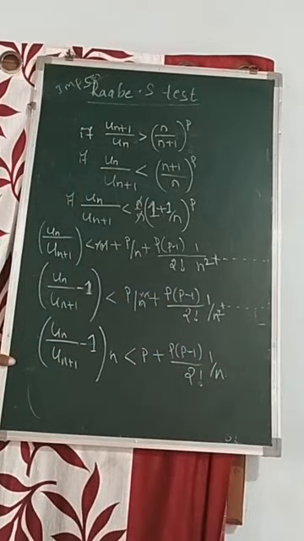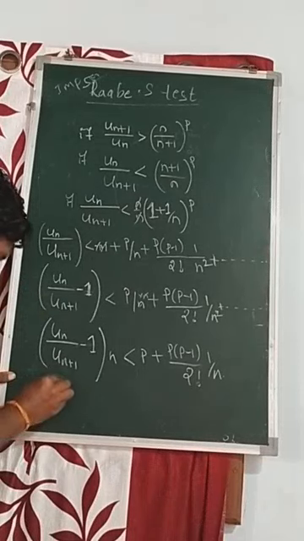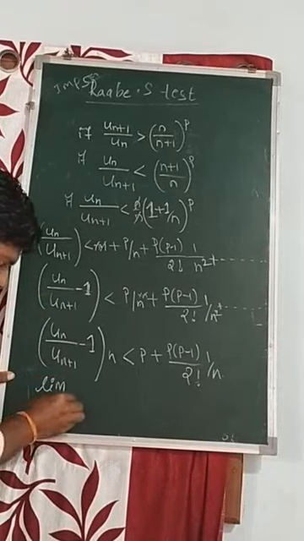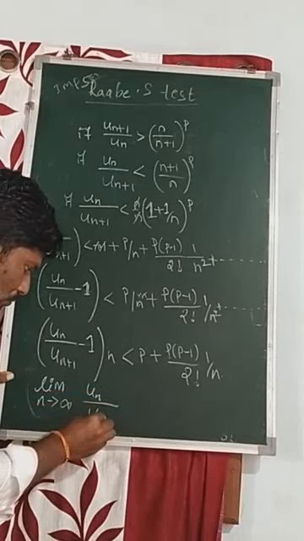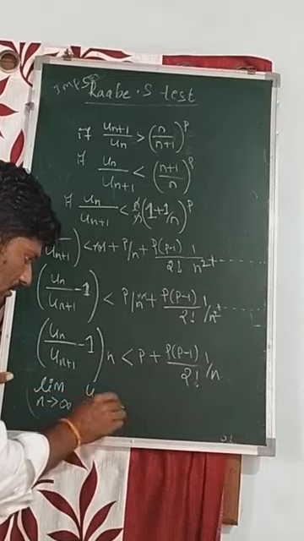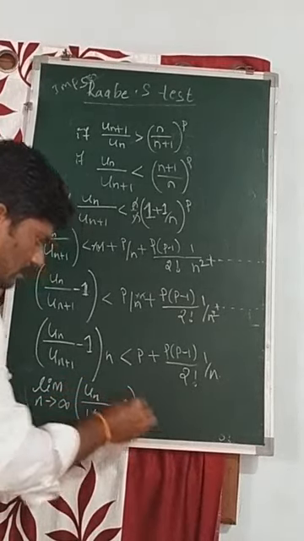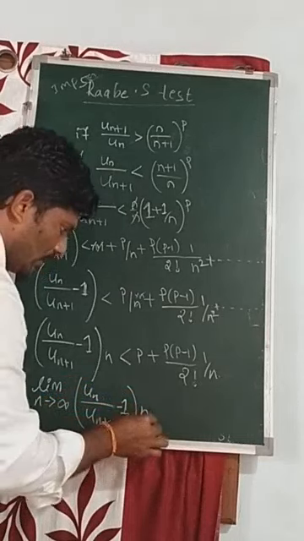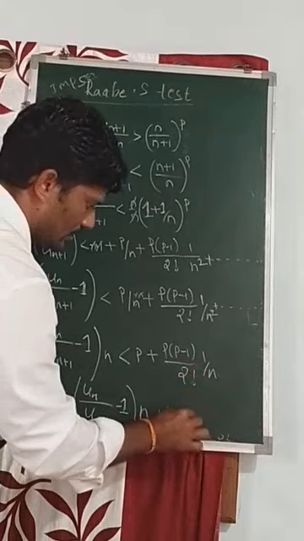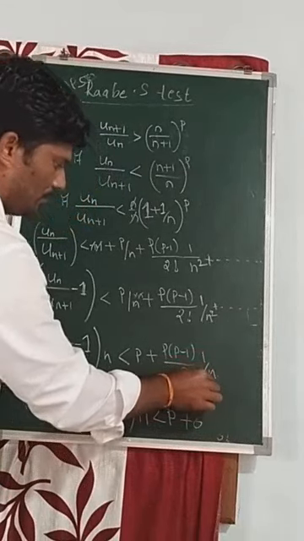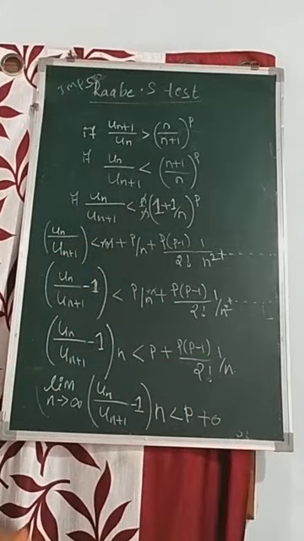Okay. Next condition, applying limit on both sides. Limit n tends to infinity, un divided by un plus 1 minus 1 into n is less than p. These terms are cancelled, are 0. N tends to infinity, 1 by infinity is 0, 0 into n term is 0. Okay.